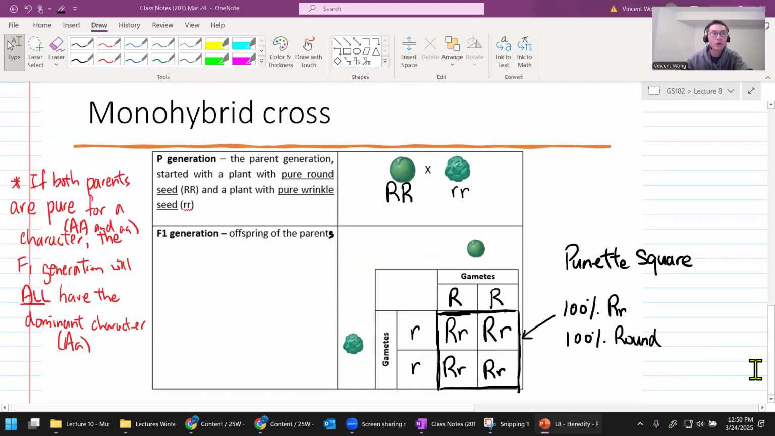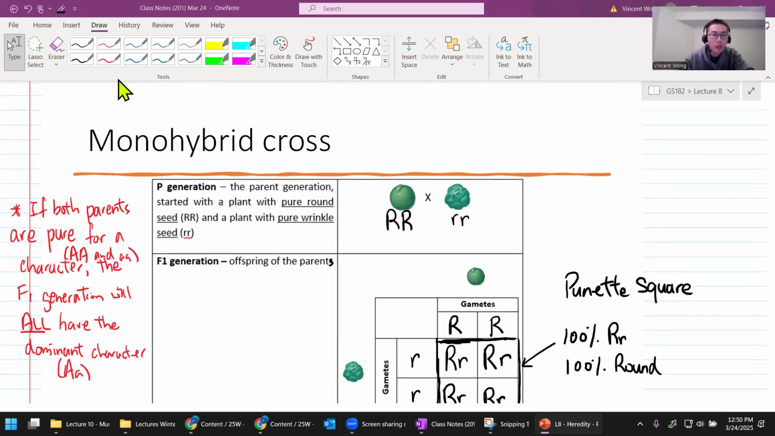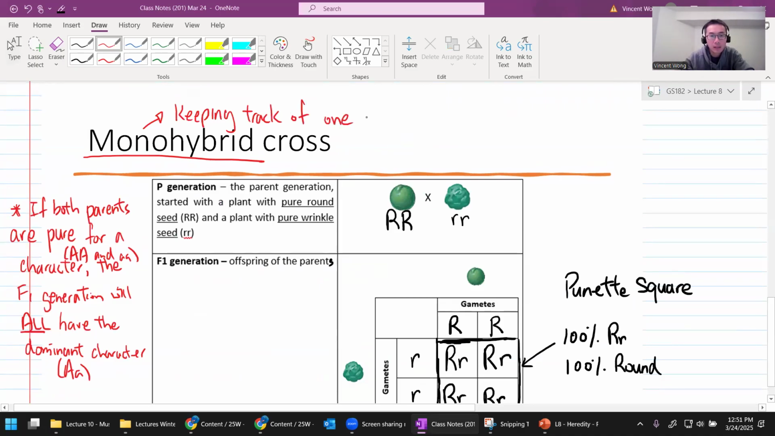Okay, so we are only tracking one character at a time. We call these monohybrid crosses, keeping track of one character only. And later today, we'll keep track of two characters. That's going to drive you bananas, but we'll get there.